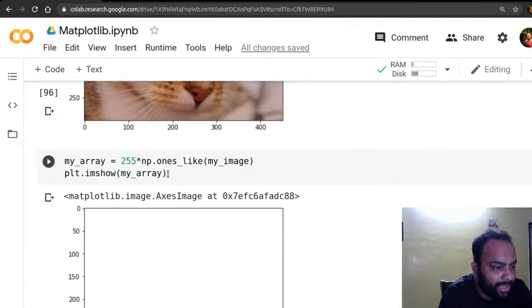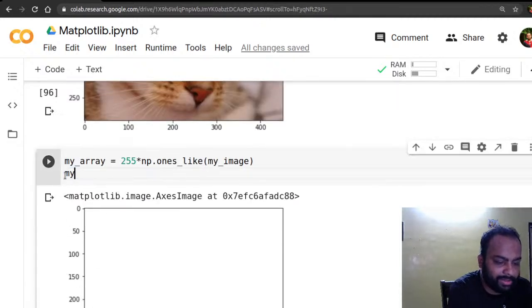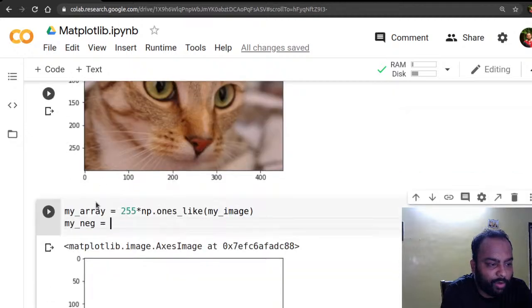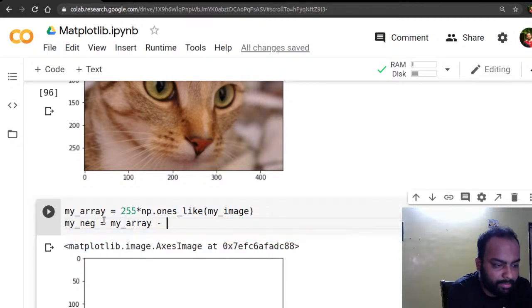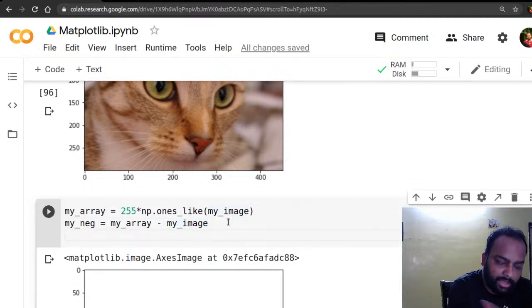Okay, and maybe say I want to create another plot where I would subtract the image of this cat from this white image. So I would say my array minus my image. So this was the image of the cat, and I am subtracting it from the white image. Okay, and let's show the image.